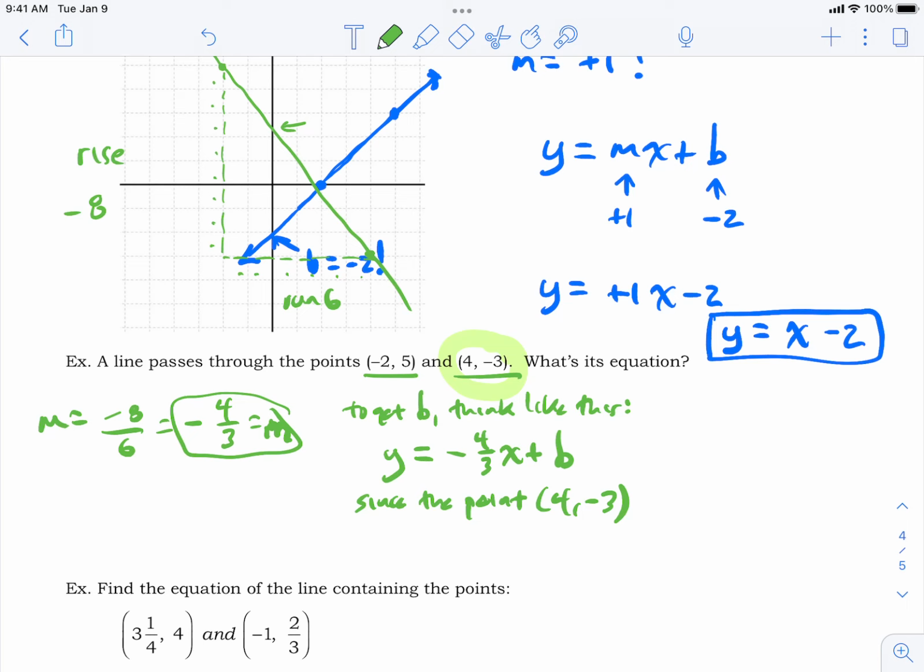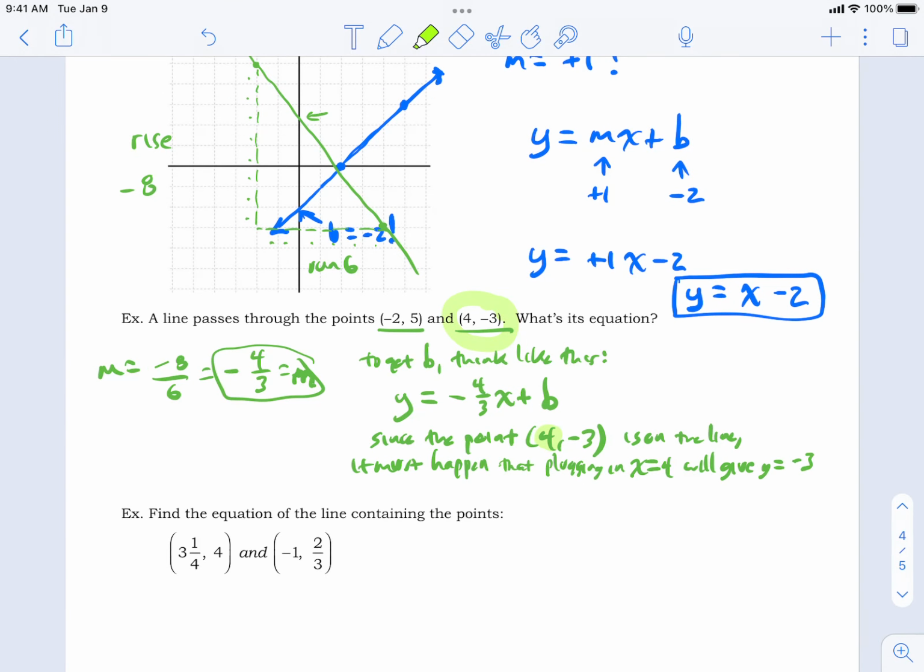So since that point is on the line, it must happen that plugging in x equals 4 will give us y equals -3. Because if you think about making the xy table for this graph, when you plug in x equals 4, it's supposed to tell you that y is -3. So let's make it happen then.